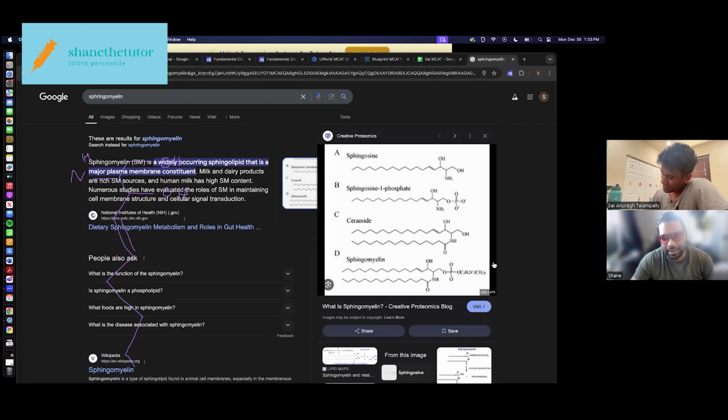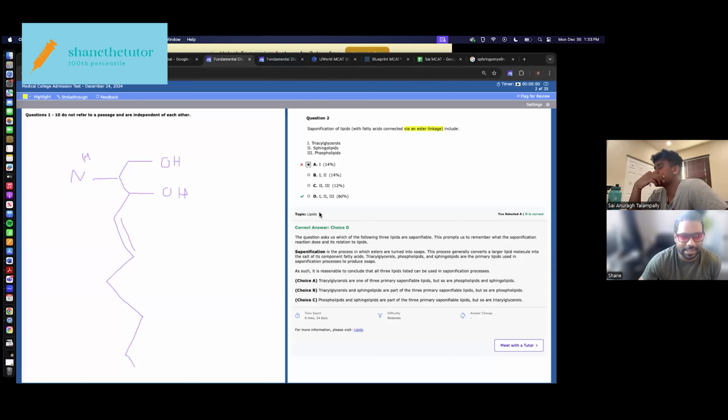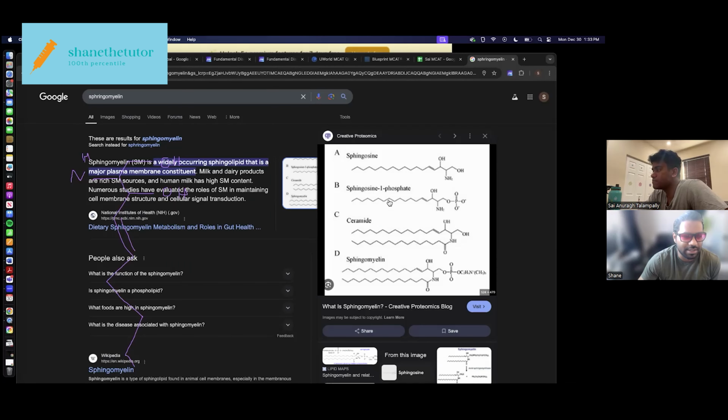Well, I think the question's worded poorly because it says fatty acids connected via an ester linkage, right? Even in the example of sphingomyelin, it's not a fatty acid that's connected. Oh, sorry, my bad. Yeah, even in sphingomyelin, it's not the fatty acid that's connected via an ester linkage. It's the phosphate group.